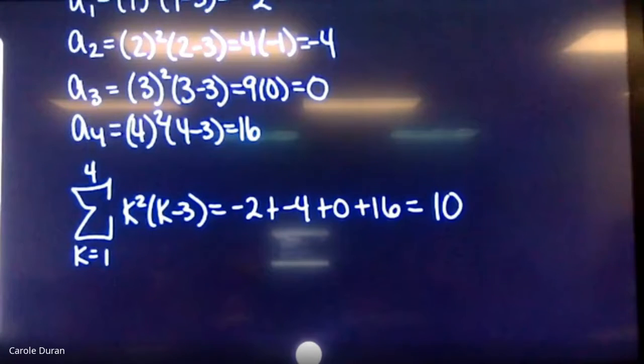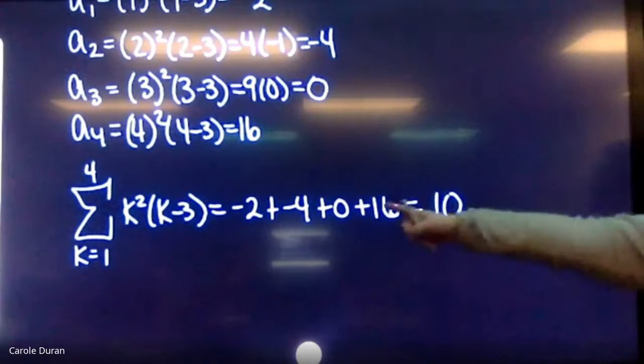The quick answers. You do not necessarily have to, although it wouldn't be a bad idea to say the summation equals 10. Yeah, I would be okay with that, but you don't have to write out all of these after you already found them.